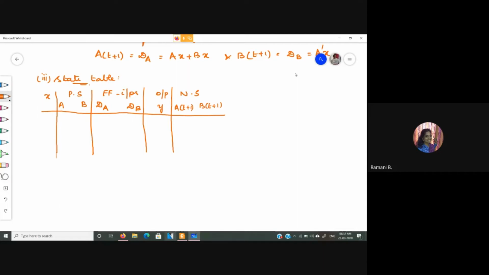So we shall give initially the combinations with respect to X input and the present state values. So this is input X. So 0, 0, 0, 0, 0, 1, 0, 1, 0, 0, 1, 1, 1, 0, 0, 1, 0, 1, 1, 1, 0, and 1, 1, 1.